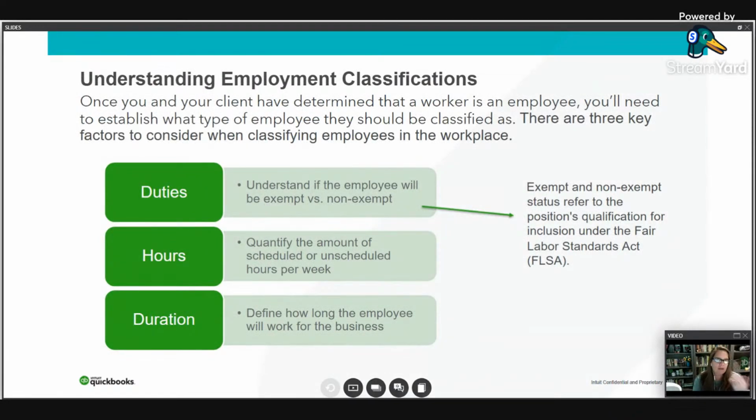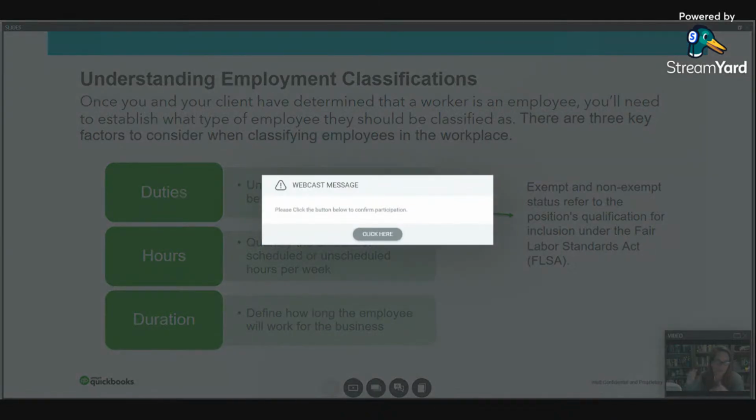So, understanding employment classifications. Once you and your client have determined that a worker is an employee, you're going to need to establish what type of employee that worker is going to be classified as. There are three factors to consider when classifying employees in the workplace. One, the duties. At-will employees, so understand if the employee is going to be exempt or non-exempt. Exempt and non-exempt status refers to the qualification for inclusion under the Fair Labor Standards Act, the FLSA.